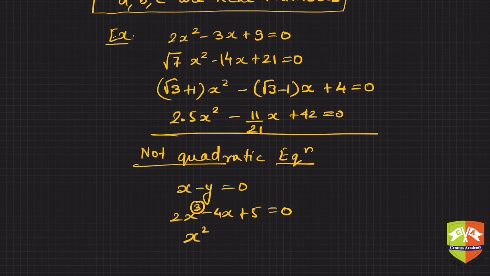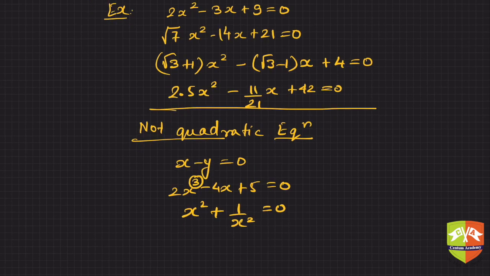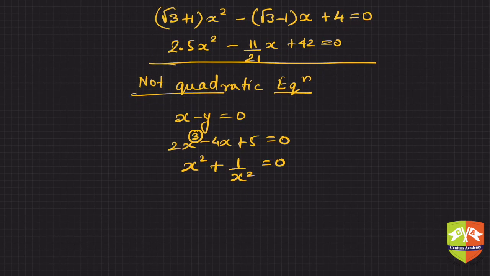Then x² + 1/x² = 0 is also not a quadratic equation. Why? Because first of all, this is not a polynomial itself. This is nothing but x² + x^(−2) = 0, which doesn't fall under polynomials. So hence, it is not a quadratic equation.